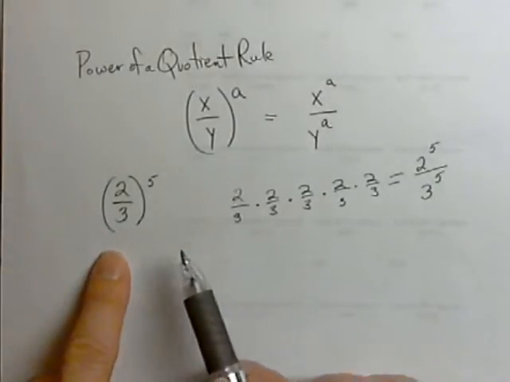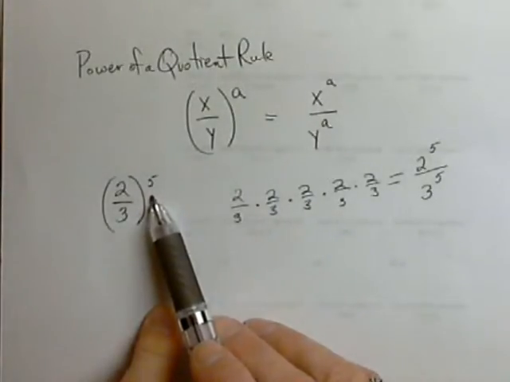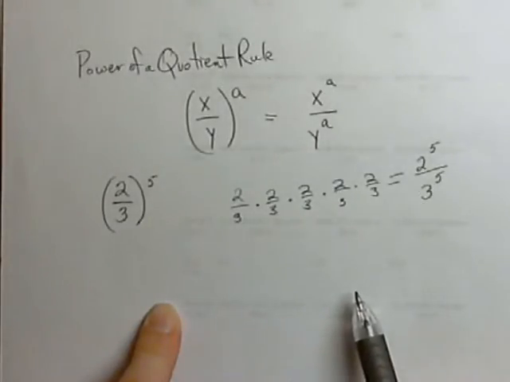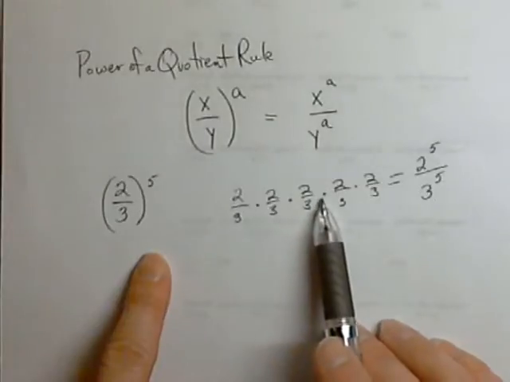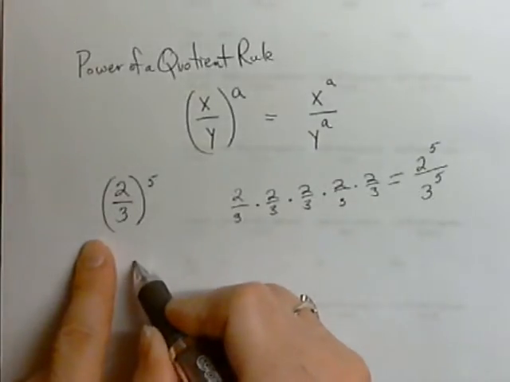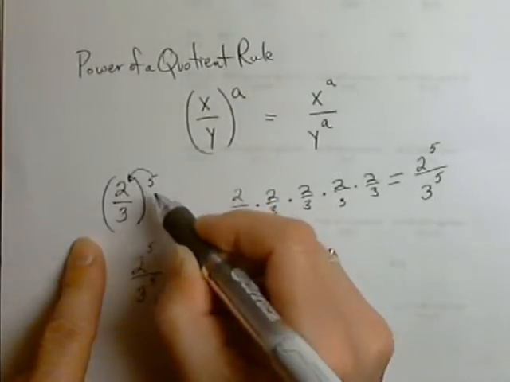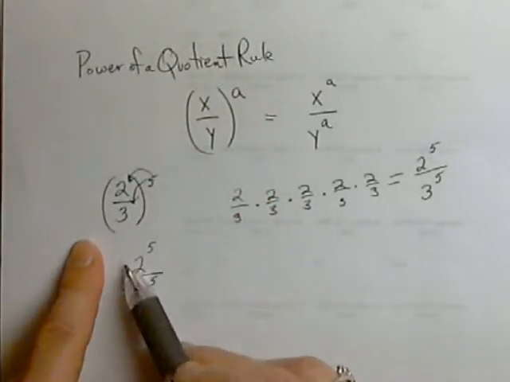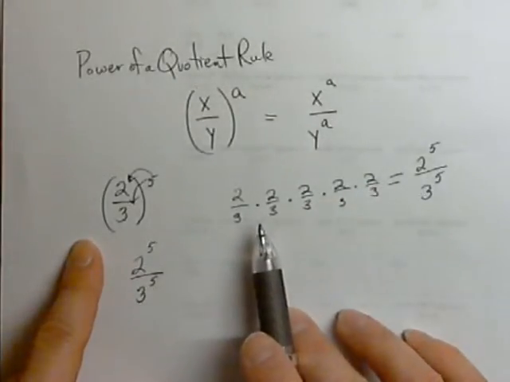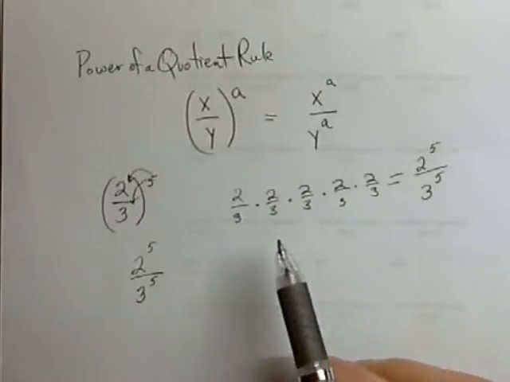So do you see here that 2/3 quantity raised to the 5th equals 2 to the 5th divided by 3 to the 5th? Now, we worked it out the long way here. We could realize that this exponent immediately can apply to both numerator and denominator. It sort of distributes to both numerator and denominator. We don't have to go through this long process to prove it to ourselves, but we have proven it. We see that this is a true rule. This is true.